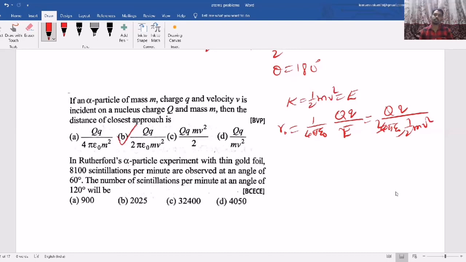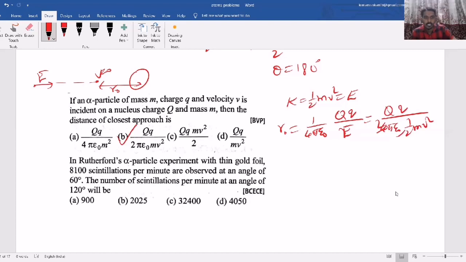So here what I said, the kinetic energy which is given in the beginning will be converted into potential energy. Like this is the atom, this is the alpha particle sent with some kinetic energy. It will reach some minimum distance where its velocity becomes 0. So that is the way you have to understand.